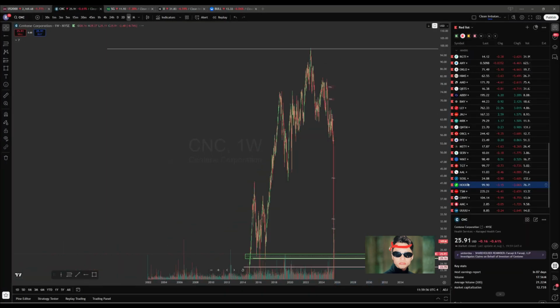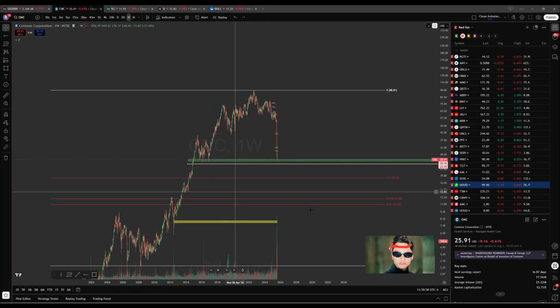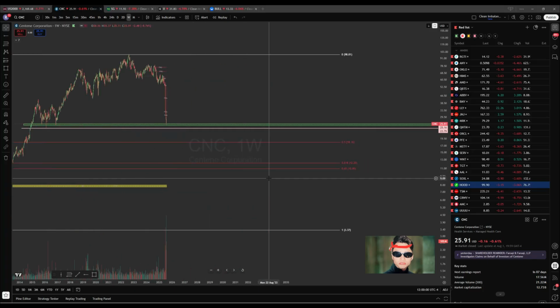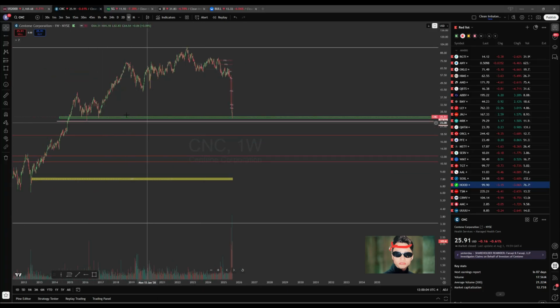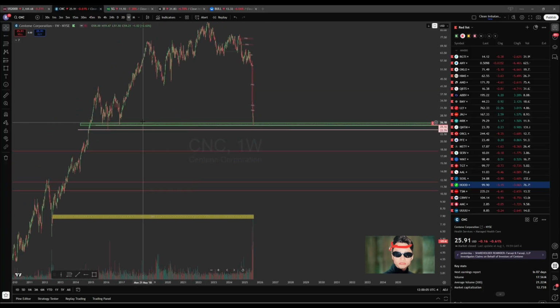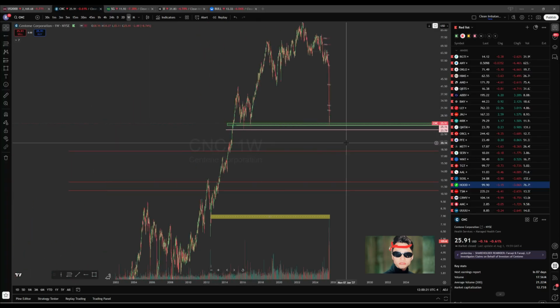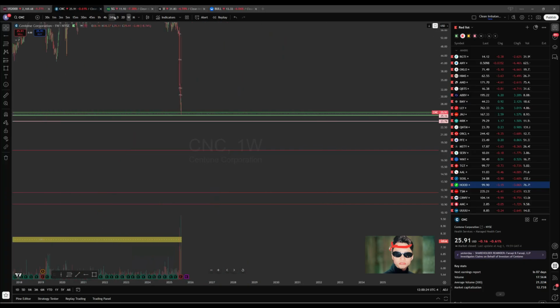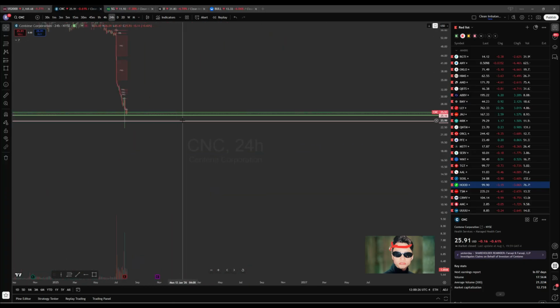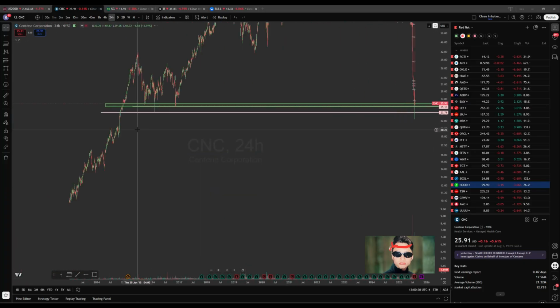So CNC, this one still has room to go down, but I'm loading on this stock mainly because I heard a rumor that they were a good acquisition candidate. It also took this area right here of lows. So I'd be willing to take another stab at it at like 23, if it comes to 23, this area, this wick right here.